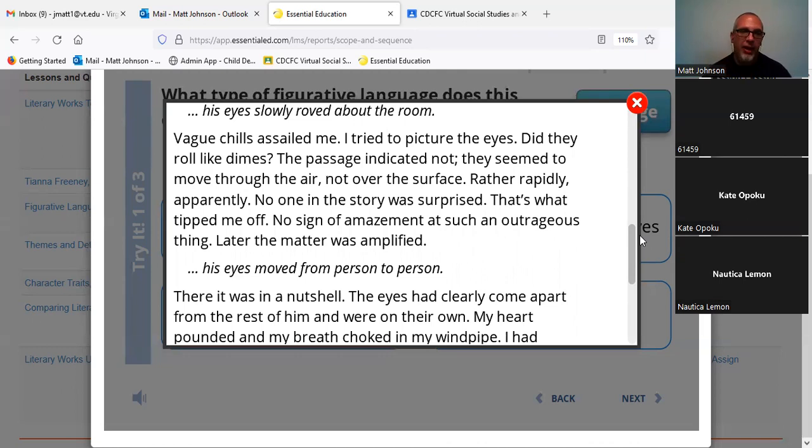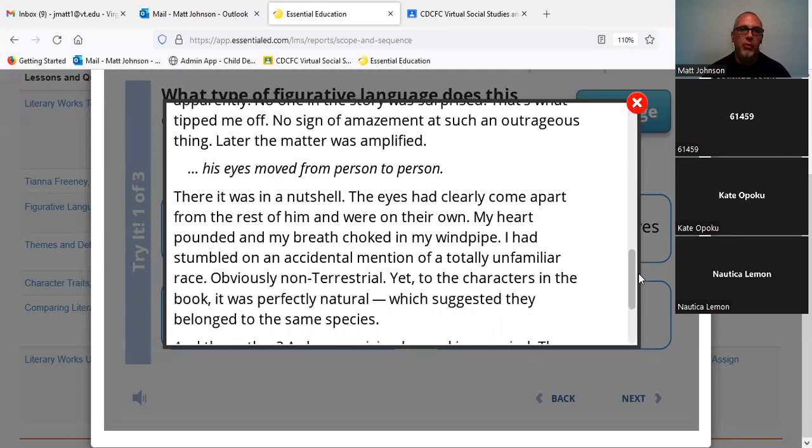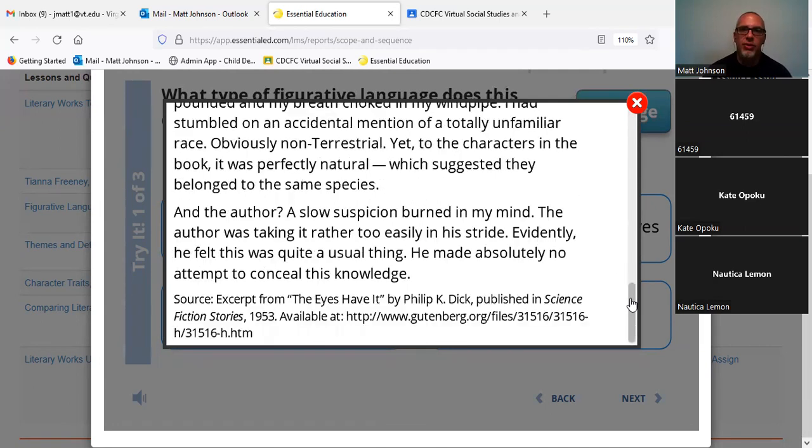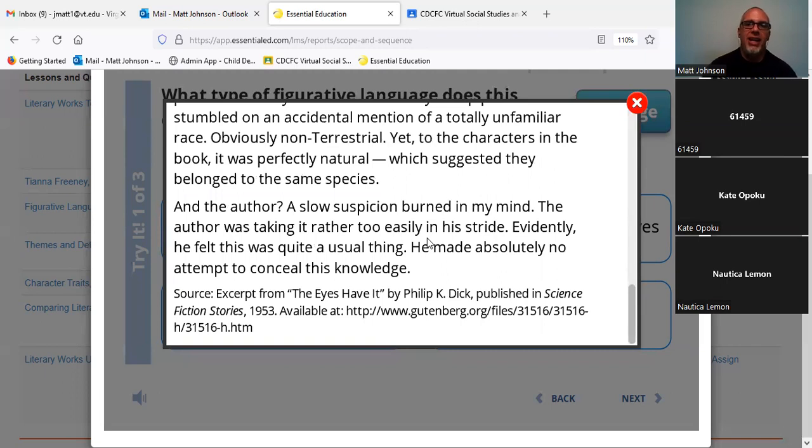Later, the matter was amplified. His eyes moved from person to person. There it was in a nutshell. The eyes had clearly come apart from the rest of him and were on their own. My heart pounded and my breath choked in my windpipe. I had stumbled on an accidental mention of a totally unfamiliar race, obviously non-terrestrial. Yet, to the characters in the book, it was perfectly natural, which suggested they belonged to the same species. And the author? A slow suspicion burned in my mind. The author was taking it rather too easily in his stride. Evidently, he felt this was quite a usual thing. He made absolutely no attempt to conceal this knowledge.